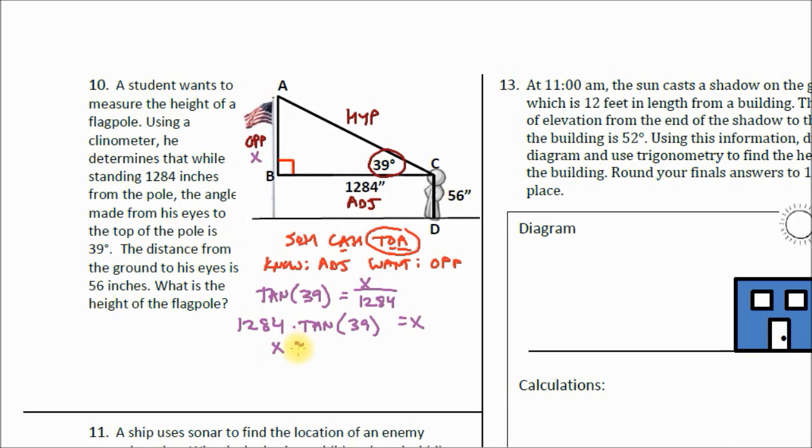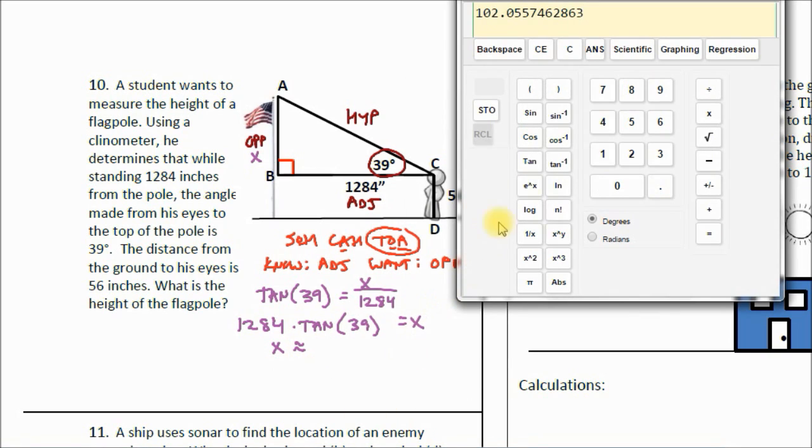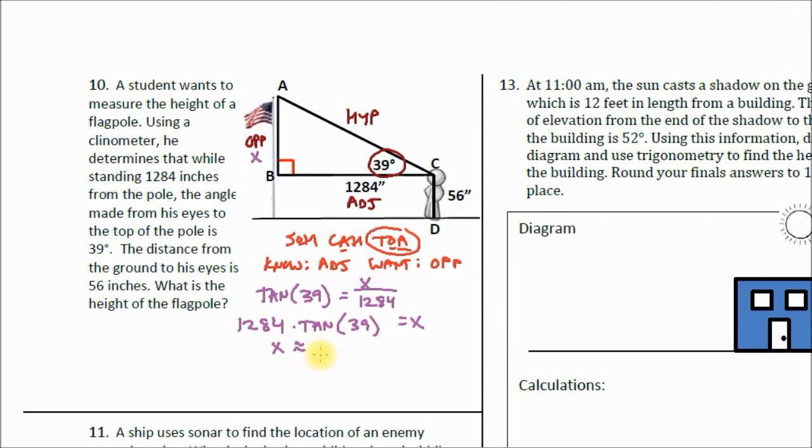Let's go ahead and put that in our calculator. X is approximately 1284 times tangent of 39 degrees equals 1039.76. That's 1039.8 if we round to 1. 1039.8. Okay, so our final answer is, we just found what AB is.